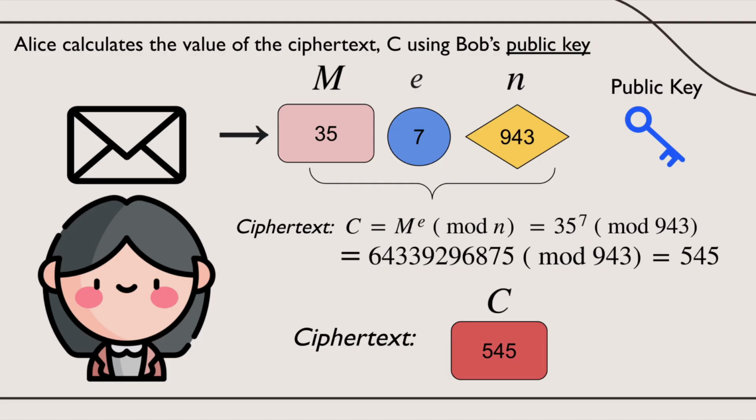Now, Alice knows enough to encode a message to Bob. Supposedly, for this example, the message that Alice wishes to send to Bob would be the number 35, represented by M. Using Bob's public key, consisting of e and n, Alice calculates the value of the ciphertext C, using the equation M to the power of e mod n. The number 545 is the ciphertext that Alice sends to Bob.